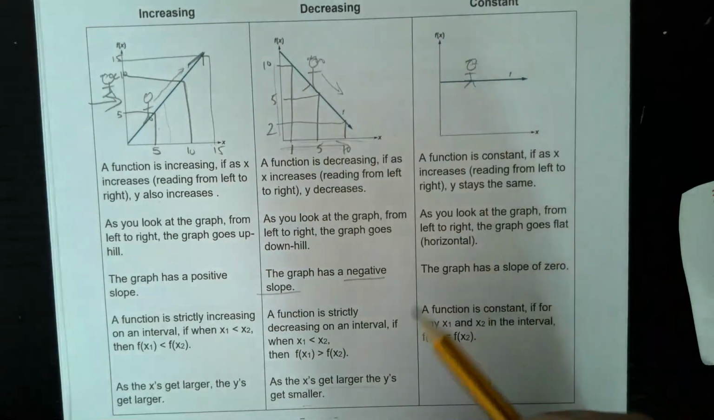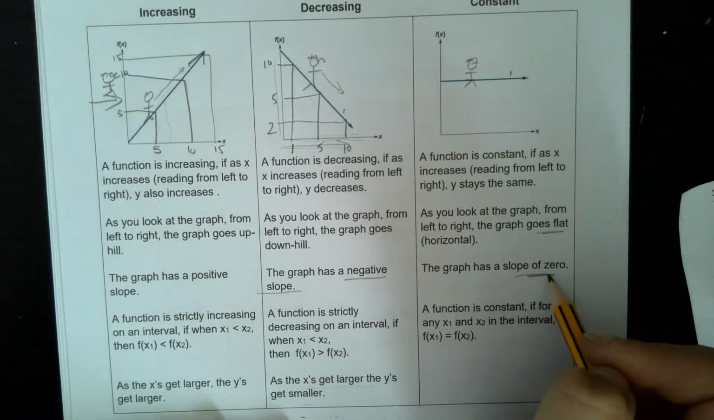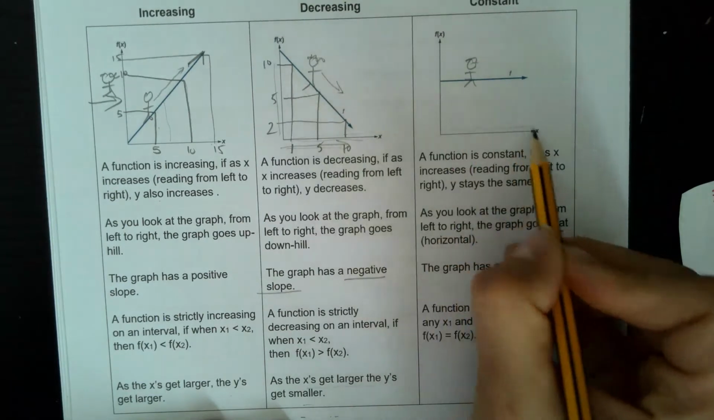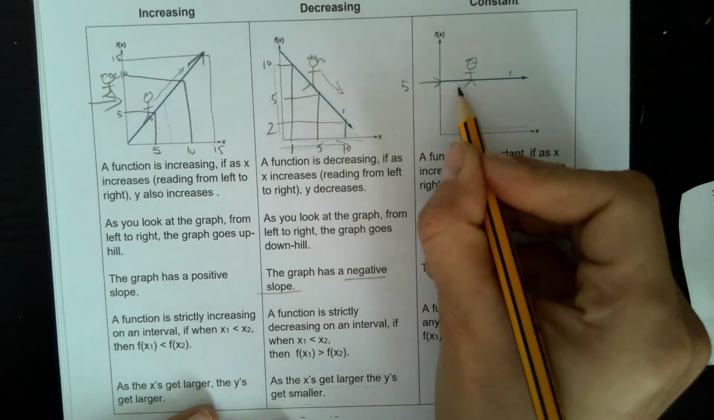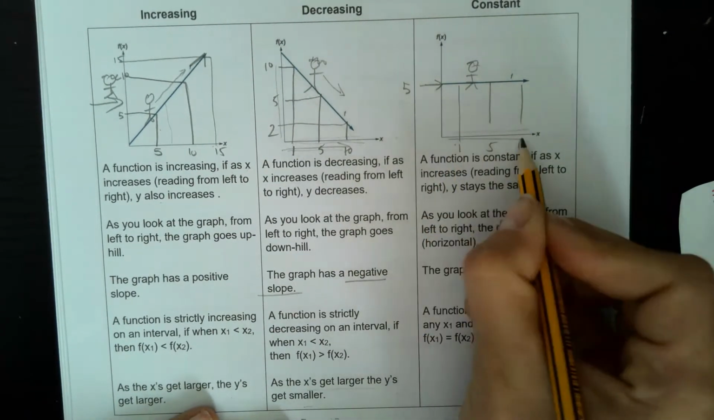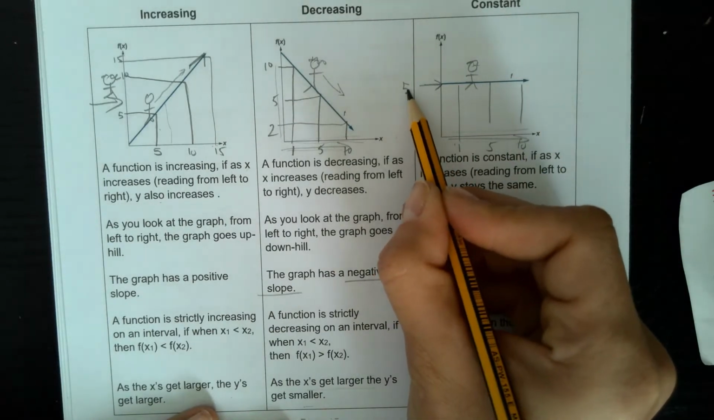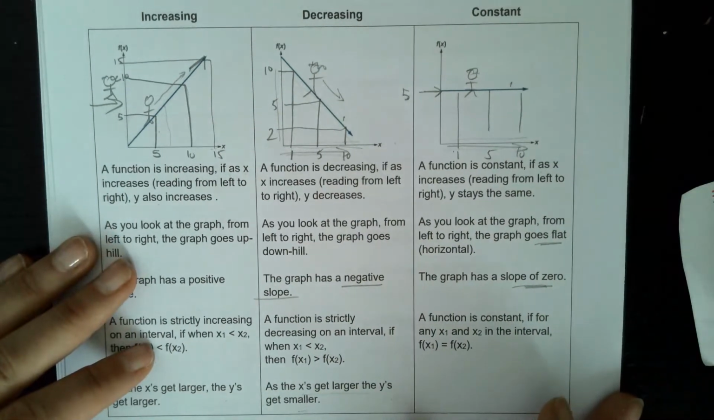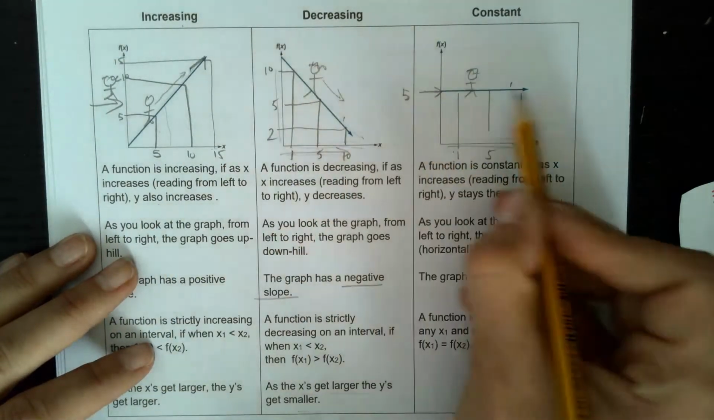Constant means the graph is flat. It has a slope of 0. As x increases, the y stays the same. So the y value, say this is 5. Here is 1, here is 5, here is 10. As the numbers increase on x, y always stays at 5. So it's a constant slope. Really, you just have to remember if it goes up, it's increasing, down is decreasing, flat, it's constant.